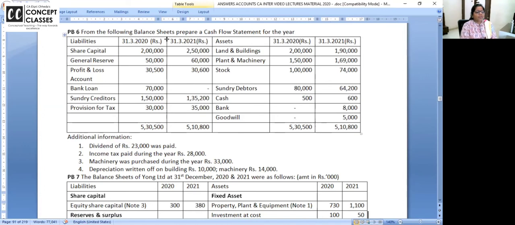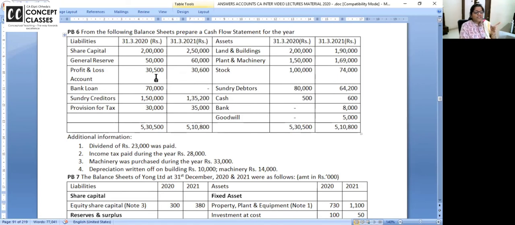Right. From the following balance sheet, prepare the cash flow statement. Read it. Share capital may increase and there is no bonus, it is issued in cash. General reserve was 50 and now it is 16. So definitely P&L may say something is transferred to general reserve. It's a book entry: P&L debit to general reserve, add back.